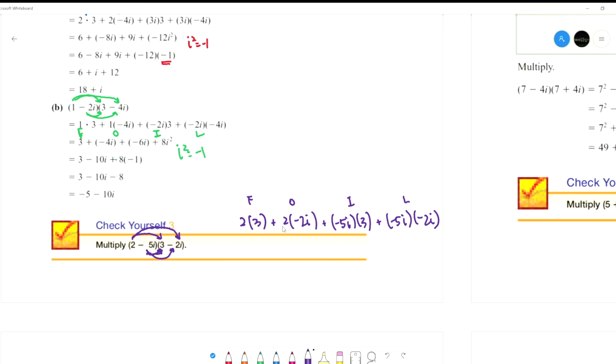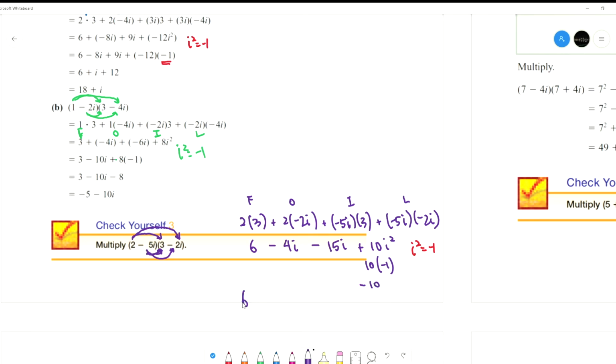Did you all get these parts right? So 2 times 3 is 6, and then 2 times negative 2i is minus 4i. Negative 5i times 3 is minus 15i, and the last term is plus 10i squared. Right? And we know that i squared is equal to negative 1. So this becomes 10 times negative 1, which is minus 10.